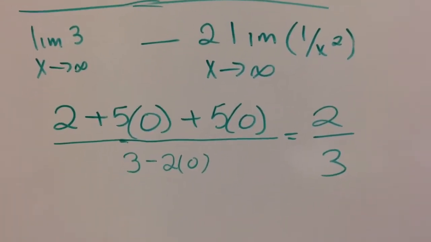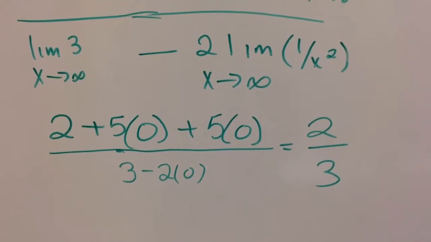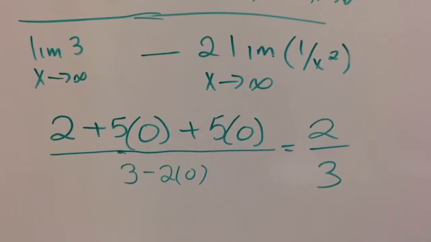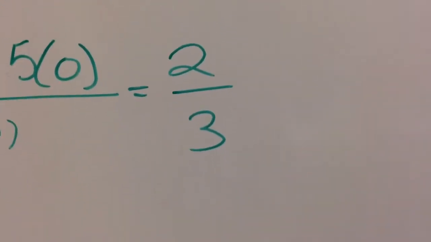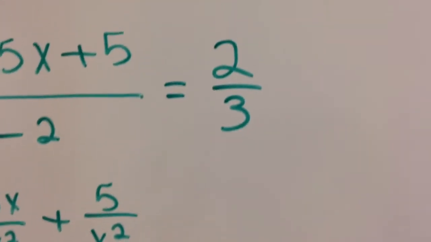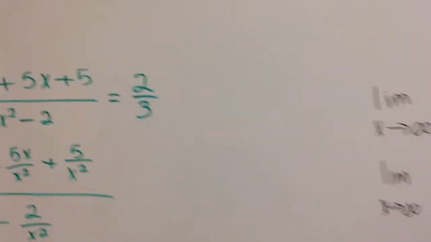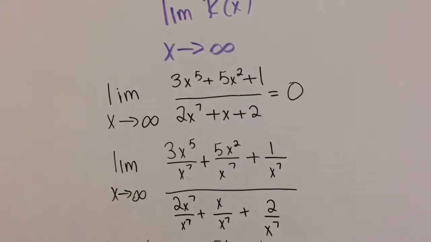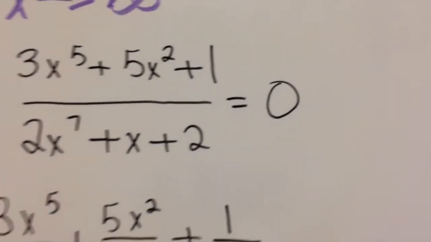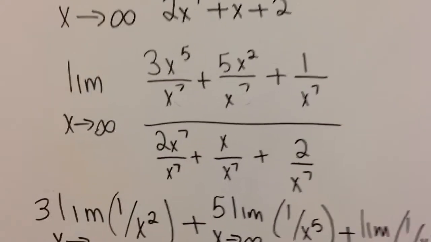So here we finally get 2 plus 5 times 0 plus 5 times 0 over 3 minus 2 times 0, and in turn we get 2 over 3, which we should have gotten at the beginning. Our next case is where the highest exponent is in the denominator, and the answer we should get should be 0. So here's how we find it.